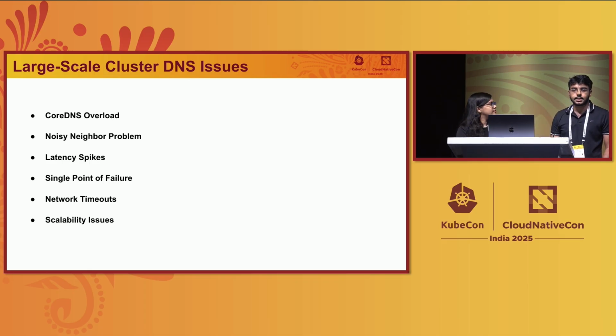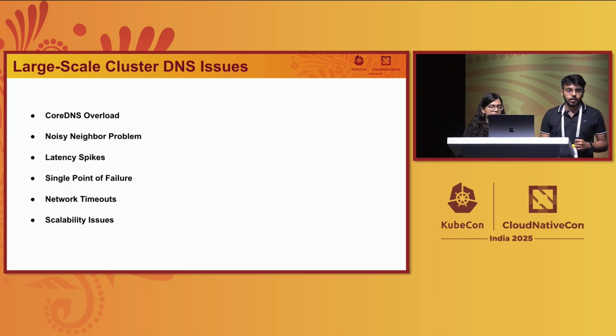Now, when dealing with large-scale Kubernetes cluster, we tend to face these DNS issues. First, let's look at the CoreDNS overload. When CoreDNS is being bombarded with a high volume of DNS queries, CoreDNS might get overloaded, and this degrades the DNS performance. And next, it is noisy neighbor problem. When there is a network bandwidth contention between pods scheduled on the same node, then the DNS is negatively impacted. And let's now talk about latency spikes. We are able to see a noticeable delay impacting the overall performance of few applications.